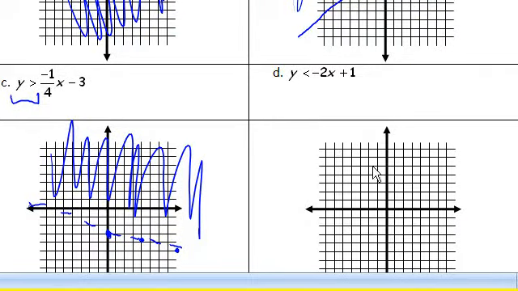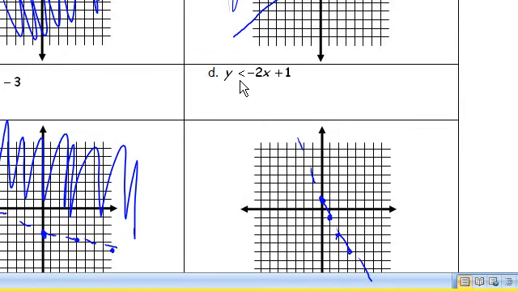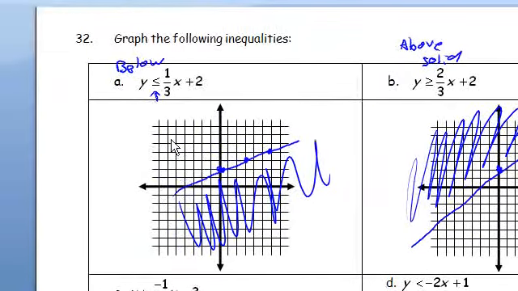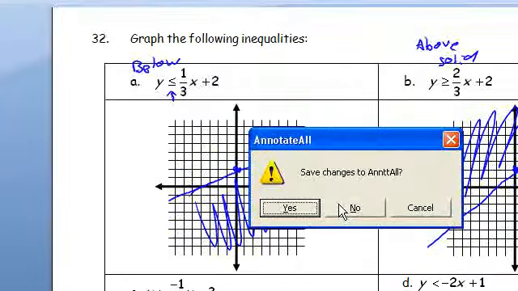Okay, and let's move over here. Y is less than negative 2x plus 1. So there's our plus 1. And here's negative 2. So down 2 over 1. Let's draw that straight line through there. Oh, gosh, again, dotted line. Because it's just y is less than. It's not y is less than or equal to. That's why we used a solid line to represent that idea. This is just y is less than. So we shade below it. Alright, let's check out 33.